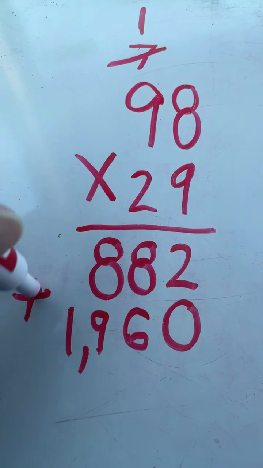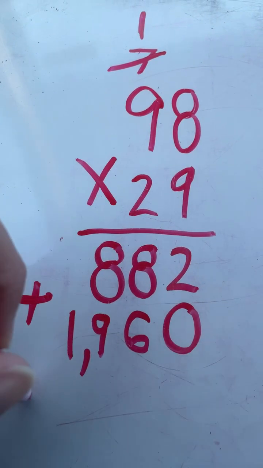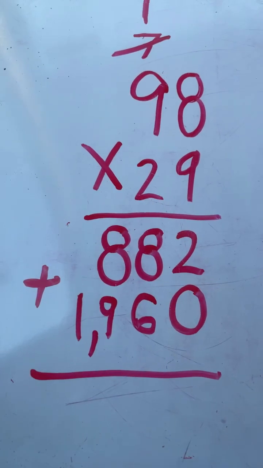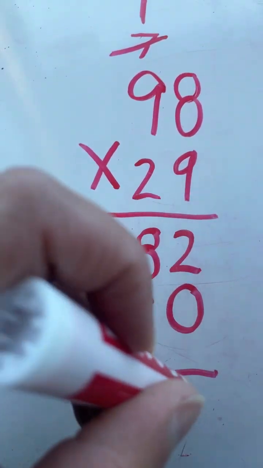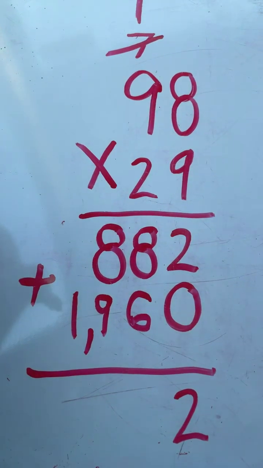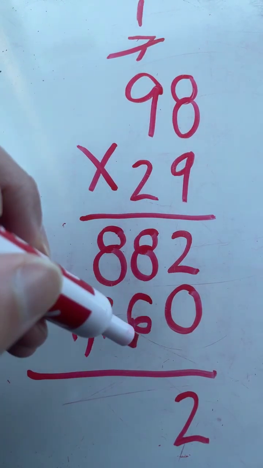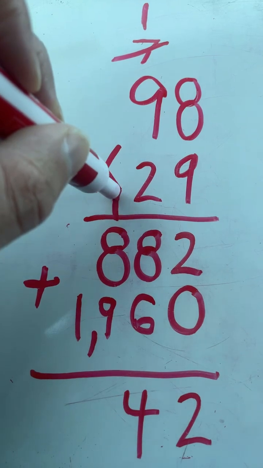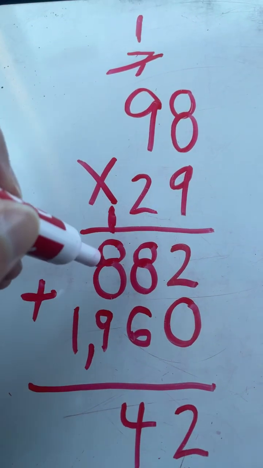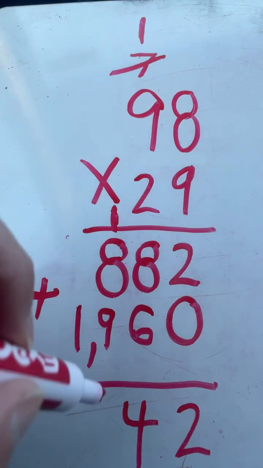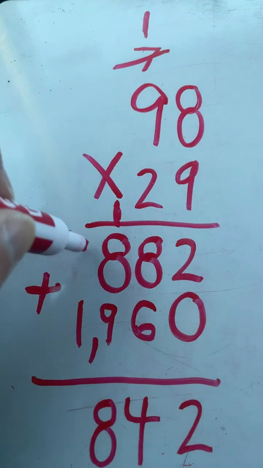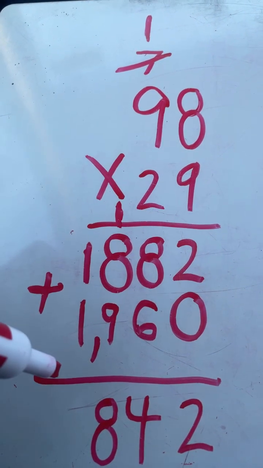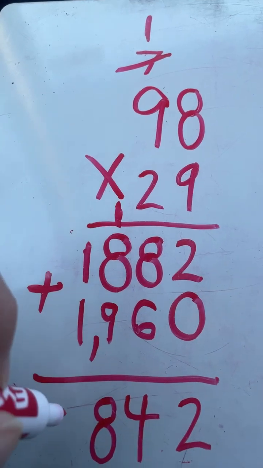Now for the final step, we have to add these two numbers together to get our final answer. 2 plus 0 equals 2. 8 plus 6 equals 14. 4 carry the 1. 1 plus 8 equals 9. Plus 9 equals 18. 8 carry the 1. 1 plus 1 equals 2.